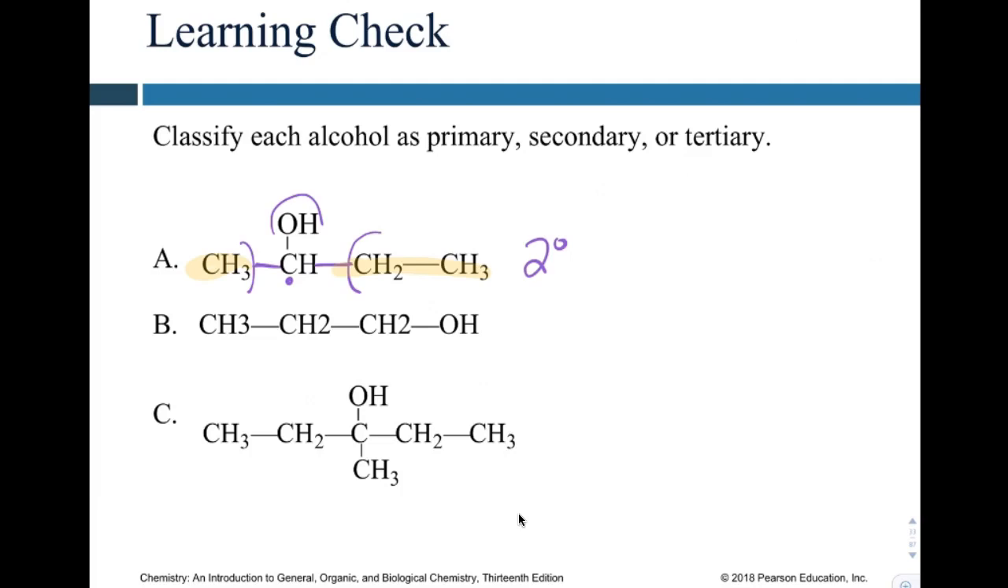All right, looking at the second one, here's my OH. It's attached to this carbon. This carbon is attached to two hydrogens and only one ethyl group on this side, so this is a primary alcohol. And looking at this one, the carbon has no hydrogens, which means all three of its bonds are being taken by alkyl groups. This is a tertiary alcohol.